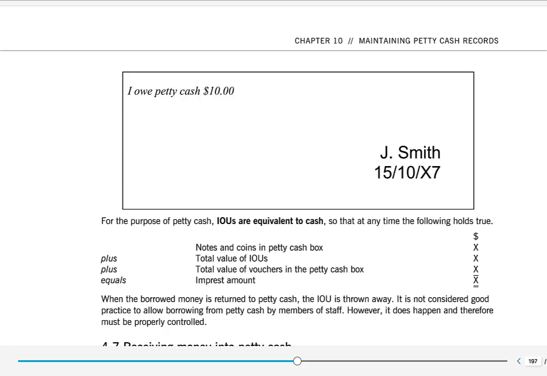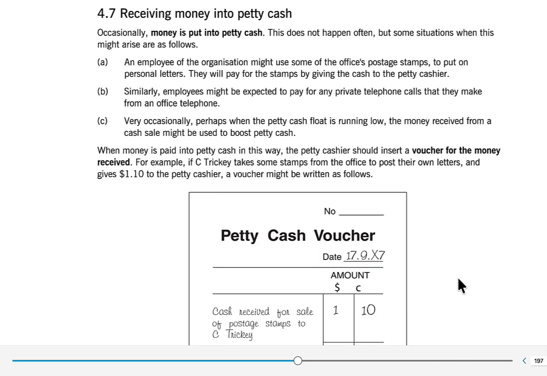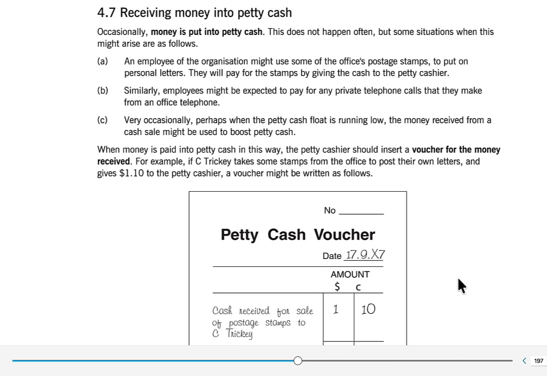That's lesson 4.6. 4.7. Receiving money into petty cash. All right, students. Now we are learning something that many beginners forget. Petty cash is not only about paying money out. Sometimes money also comes back into the petty cash box. This lesson explains what it means to receive money into petty cash, why it happens, and how we record it safely. This lesson is about control.